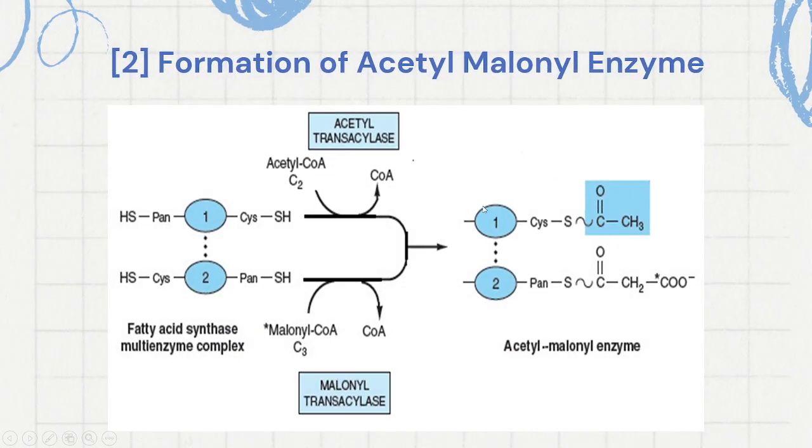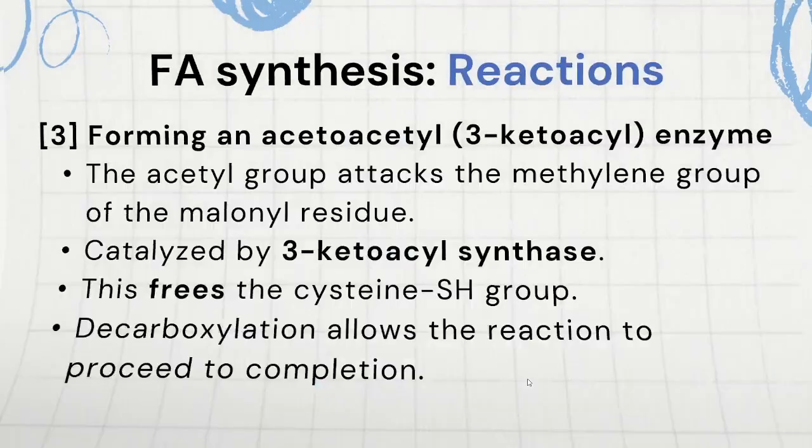So this bluish structure here, 1 and 2, refer to the two monomers of the enzyme. The acetyl residue is now attached to the first monomer, while malonyl is now attached to the second monomer, and CoA of the two molecules is released. Now our product is acetyl-malonyl enzyme. Acetyl and malonyl residues are attached to the enzyme.